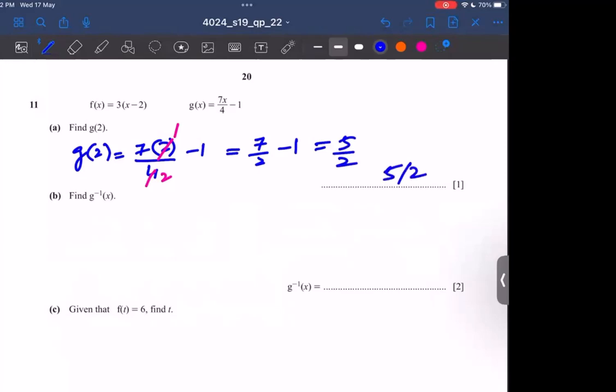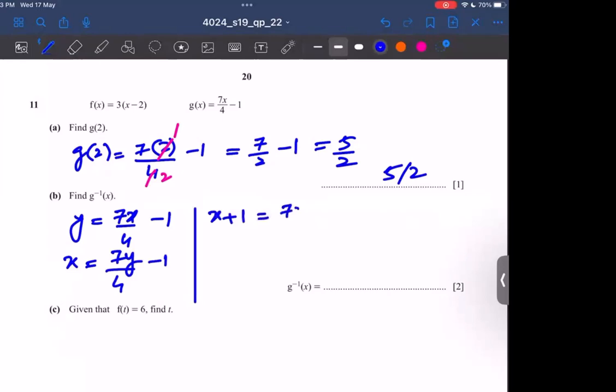What is G inverse? See, this is y equals to 7x by 4, the value of G. I just copied the value of G. I just wrote y in terms of gx. Now I replace this x with y and y with x. See, now I'm going to make y the subject. After swapping, it becomes x plus 1 equals to 7 y by 4. I'm going to multiply this 4 with the x plus 1 and divide it by 7 as well. So I got y value here. The y value here is going to represent the G inverse. That is 4 into x plus 1 upon 7.